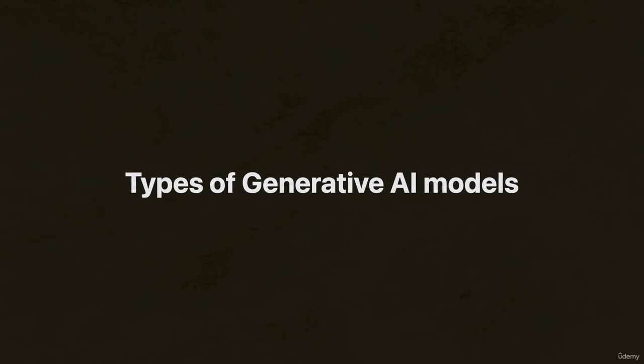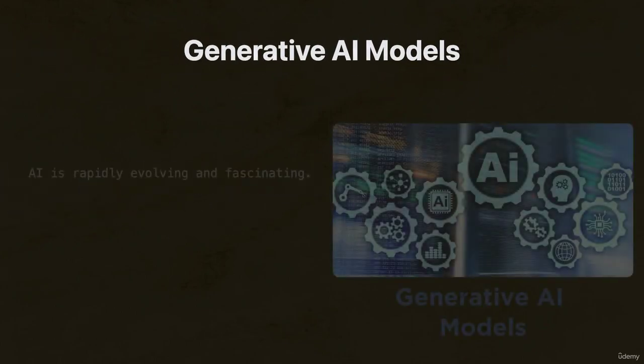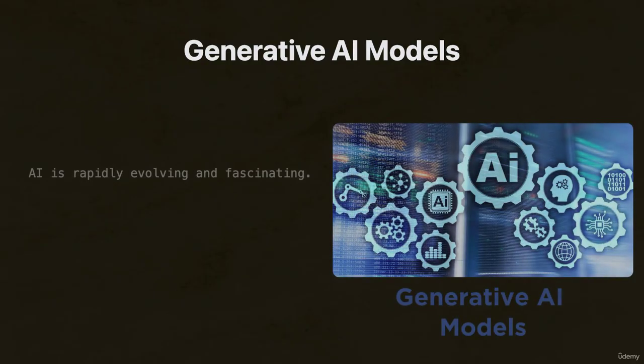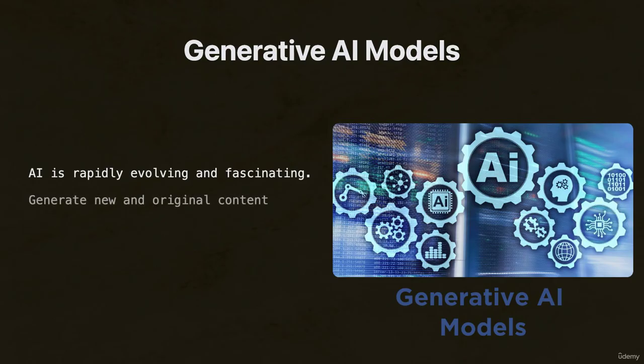Types of generative AI models. Generative AI models are a fascinating and rapidly evolving field of artificial intelligence. These models have the ability to generate new and original content, such as images, text, or even music, based on the training data they have been exposed to. In this presentation, we will explore the different types of generative AI models and understand how they work.